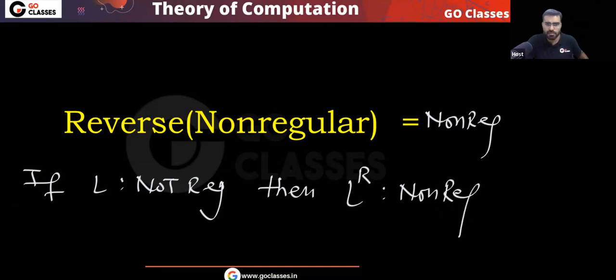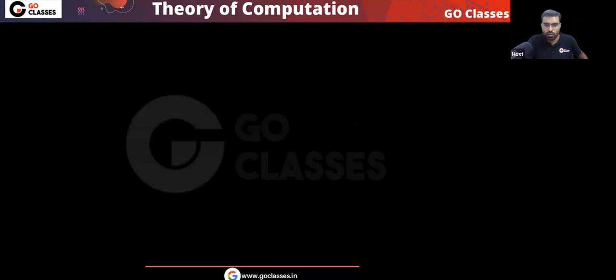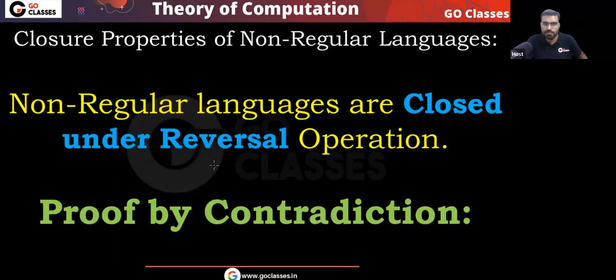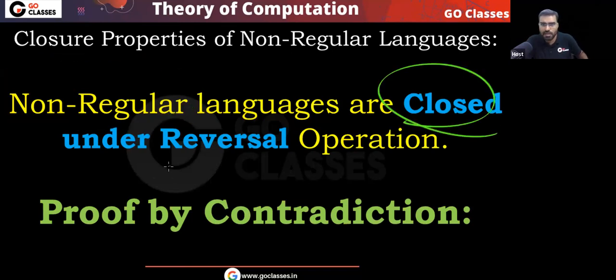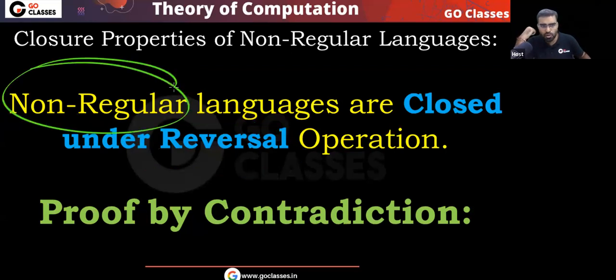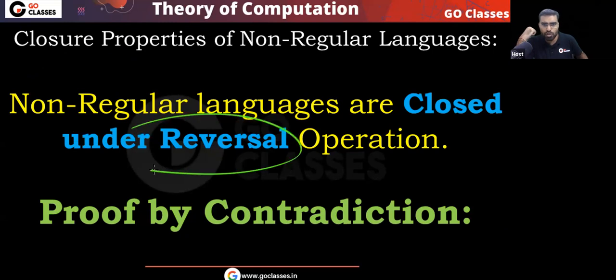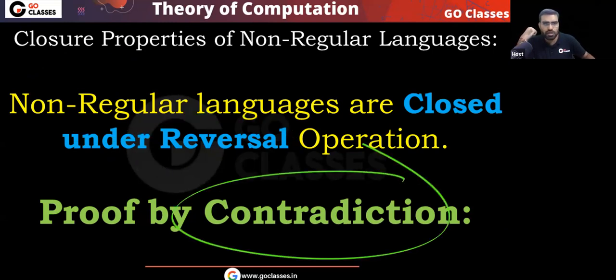Can you prove it? You can prove it using contradiction. Remember, non-regular languages are closed under the reversal operation. Means if your language is not regular, then its reverse also will be not regular. Can you prove it using contradiction? Yes, again, you can prove it using contradiction.